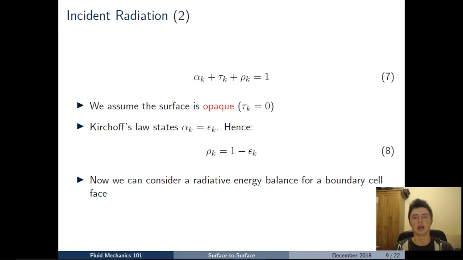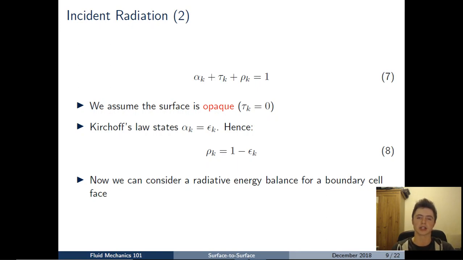The next thing we do is we use Kirchhoff's law, which states that the absorbivity, alpha, is equal to the emissivity. And what that really tells us, of course, if you remember back from physics, is that a black body, which is a perfect emitter of radiation, is also a perfect absorber of radiation. That's really what Kirchhoff's law is telling us.